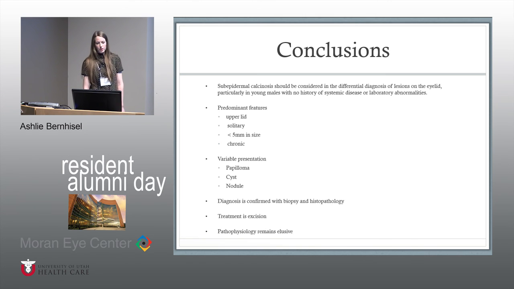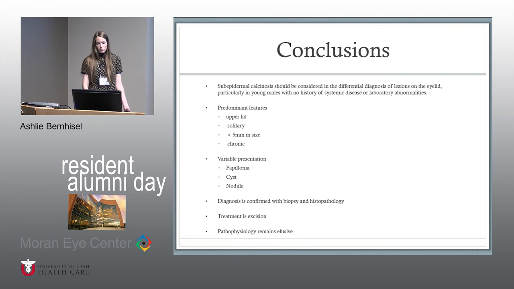So in conclusion, subepidermal calcinosis should be on the differential when you're looking at lesions of the eyelid. It might be something that you don't think about, but can present in many, many different ways, as you've seen. But it particularly should be considered in young males with no history of systemic disease or laboratory abnormalities, because people are going to want to know an answer when there's a bump on their kid's eyelids.